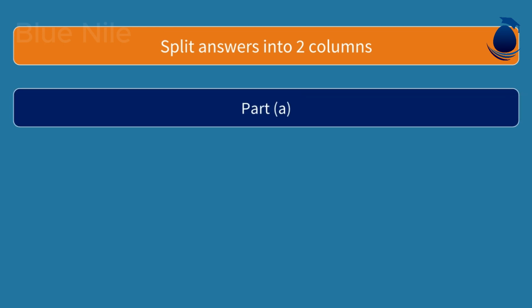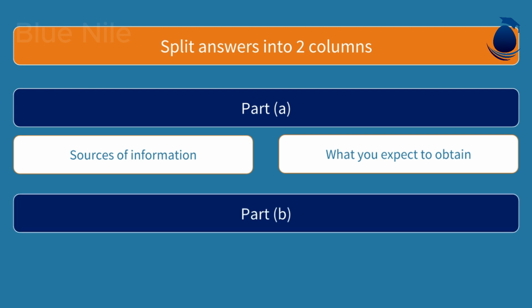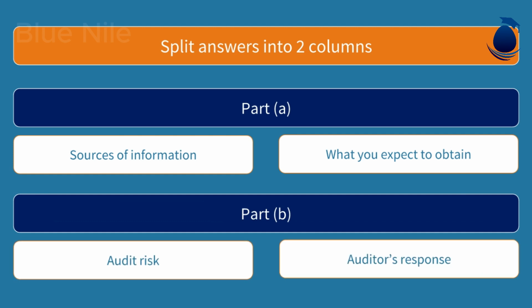For part A, on one side of the page you can head up sources of information, and on the other, the heading, what you expect to obtain. For part B, on one side of your answer you can head up audit risk, and on the other side, auditor's response.